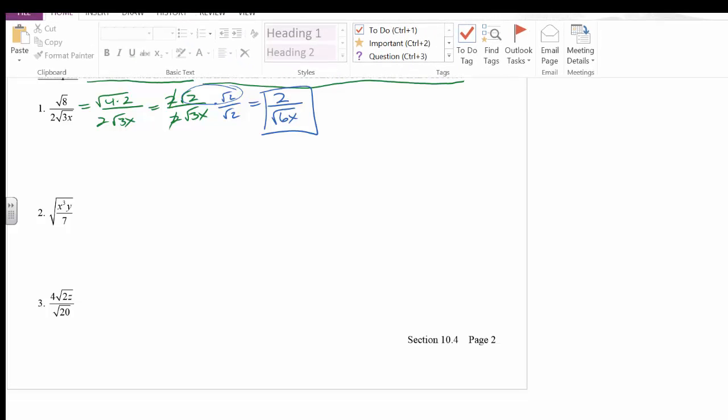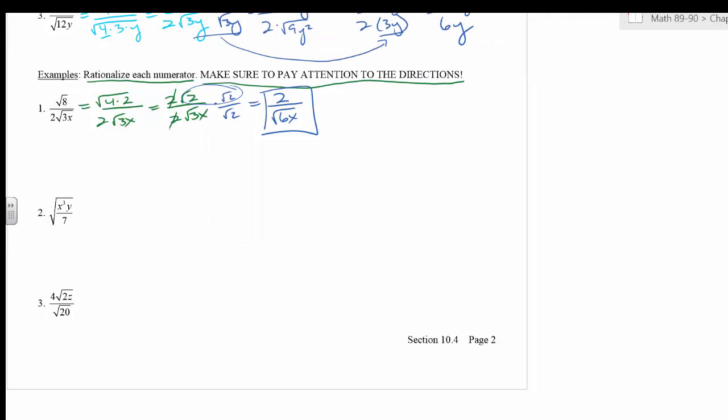All right, so for number 2, I'm going to switch up colors here. The first thing I'm going to do is I'm going to split up the fraction. And then I'm going to simplify any of these that I can, and there is a hidden variable of x that I can pull out. So I'm going to break down x into x squared and x to the first power, and then I have y to the first power. On bottom, I just still have the square root of 7. The x squared comes out as x, and I'm left with the square root of xy over the square root of 7.